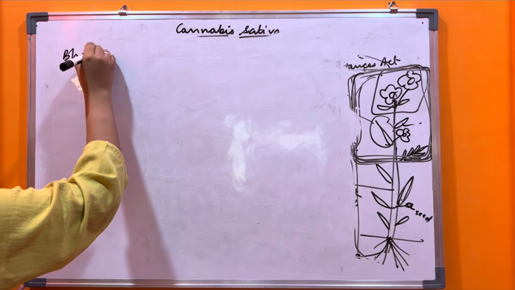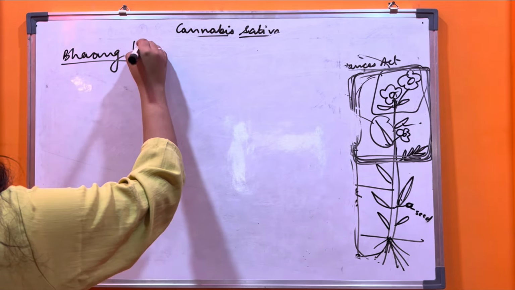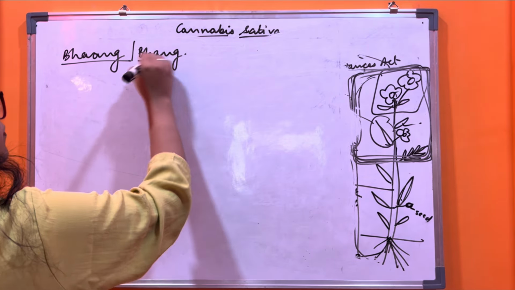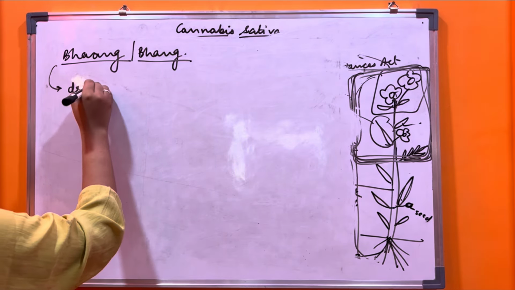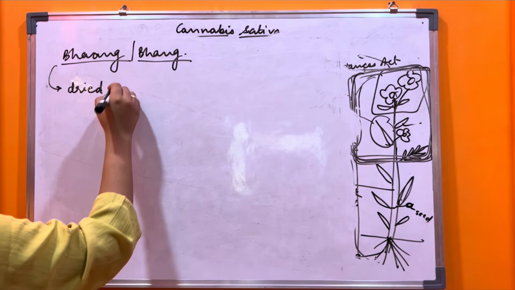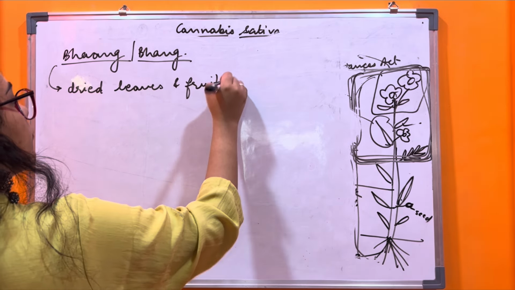When we say bhang, or some write it as, right, we are talking about dried leaves and fruit or flower shoots.